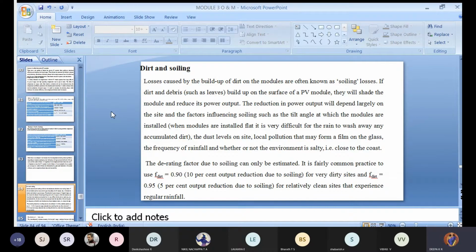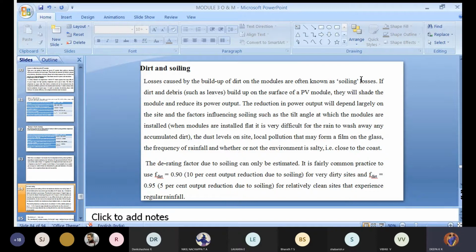So here, that is the overall part of dust accumulation on the surface. We will separate the concept: dust and dirt is one concept. Dust accumulation over the surface of a module, we call soiling. Due to that, your output will not reach what is expected, so it is creating a loss. You can call that soiling losses. I can read that losses caused by the buildup of dirt on the modules are often known as soiling losses.